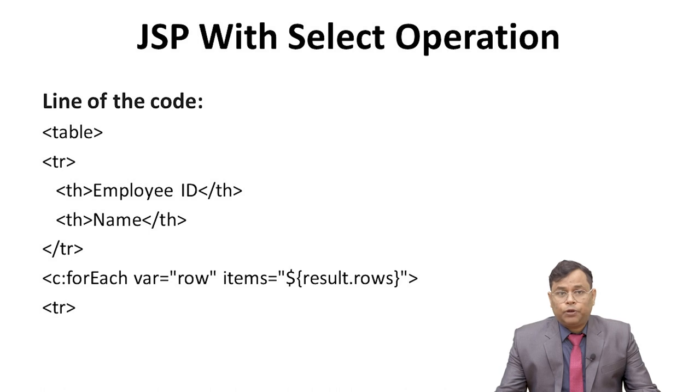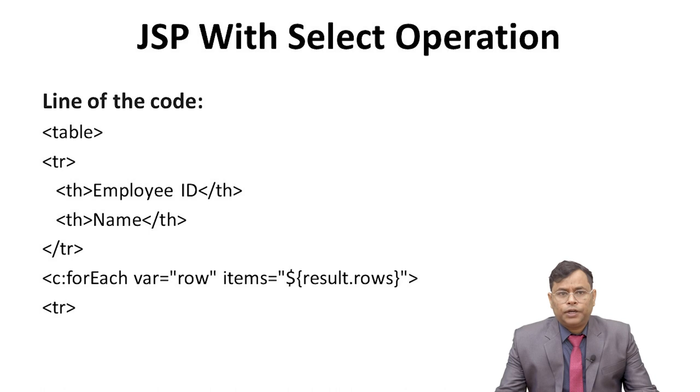Next line we use table row tag. In next line we use table head. In head section we use employee ID, we close the table head. In next line we use another table head tag. In this we use the content name and we close the table head, and we also close the table row. In next line we use c:forEach var equal row items equal ${result.rows}.